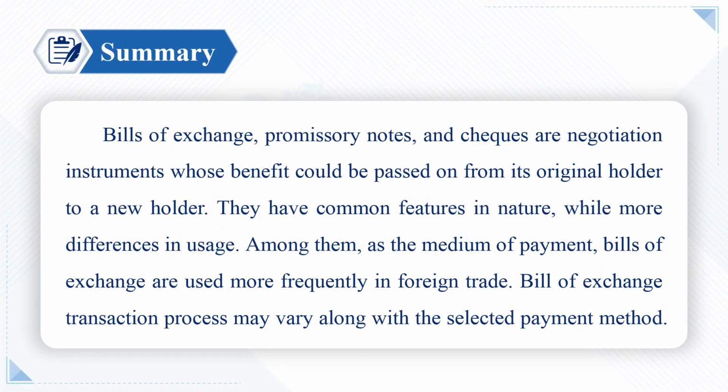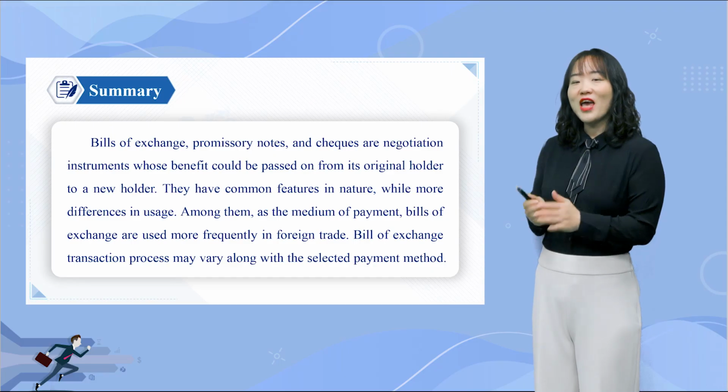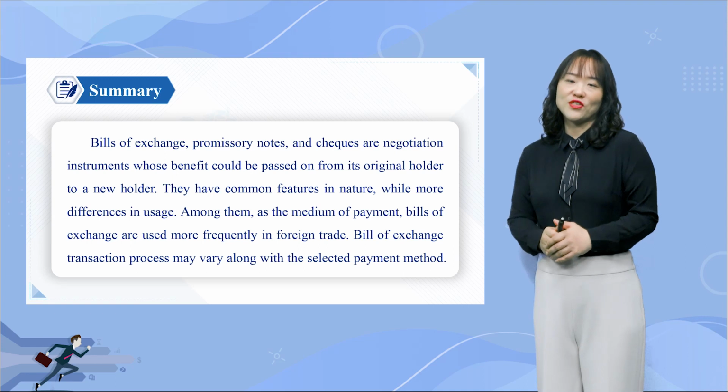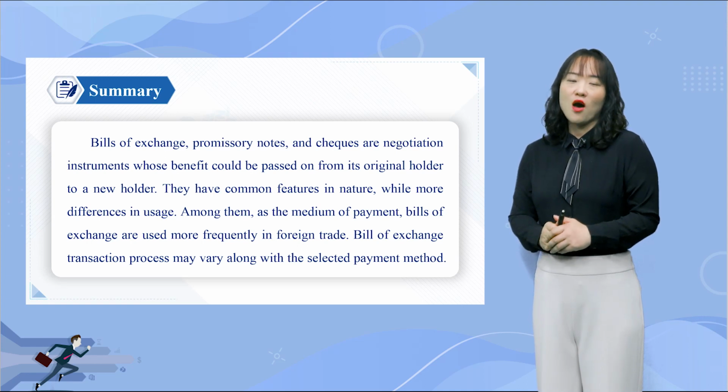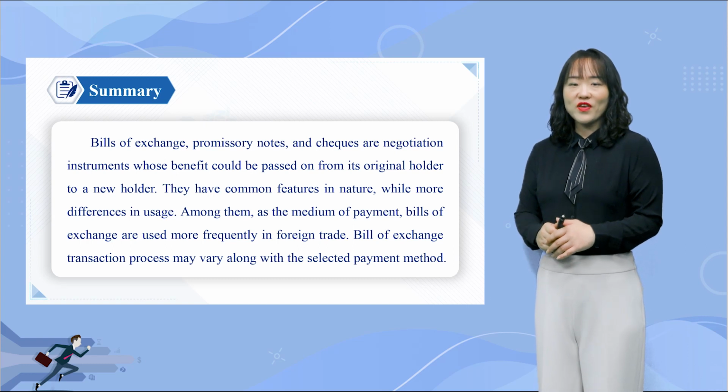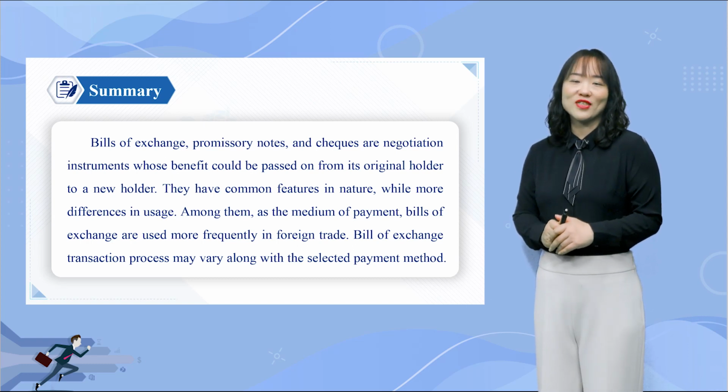As we discussed above, bills of exchange, promissory notes, and checks are negotiable instruments whose benefit could be passed on from its original holder to a new holder. They have common features in nature, while more differences in usage. Among them, as the medium of payment, bills of exchange are used more frequently in foreign trade.